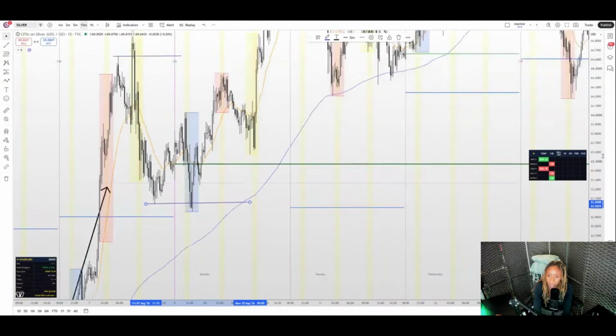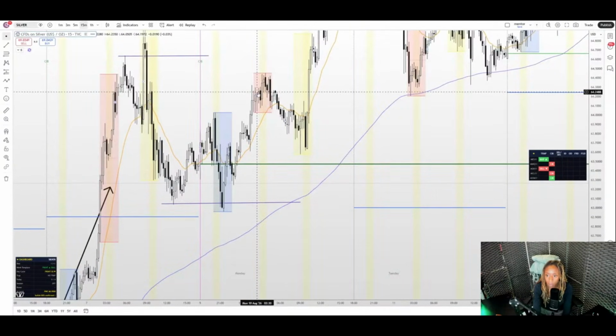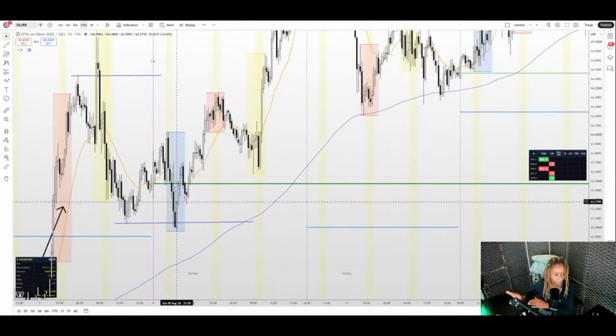Now, that doesn't mean that there are earlier entries, because after this, what is this? A V bottom, right? Trap, shift, right? So there are some people that are comfortable getting in right here. Me, I like to see what I like to see, not what everybody else likes to see.